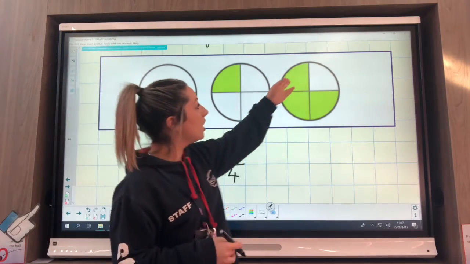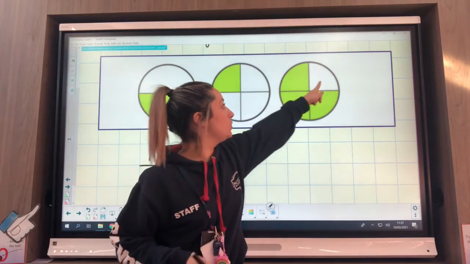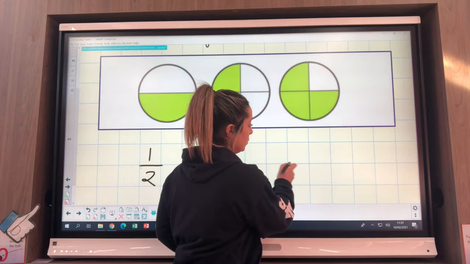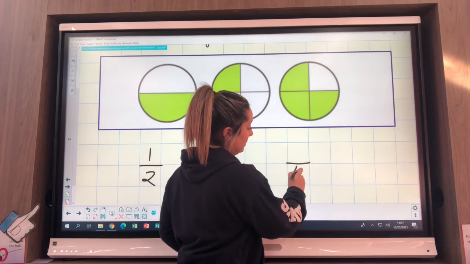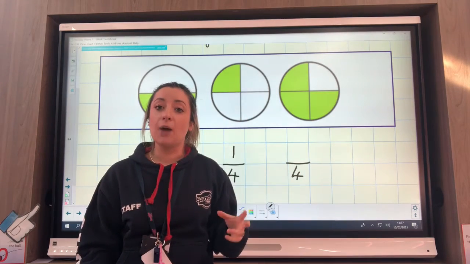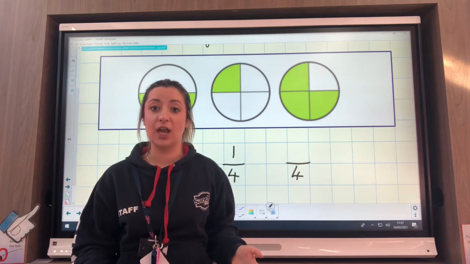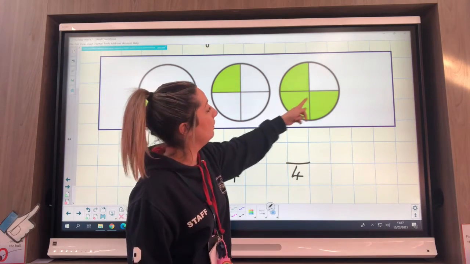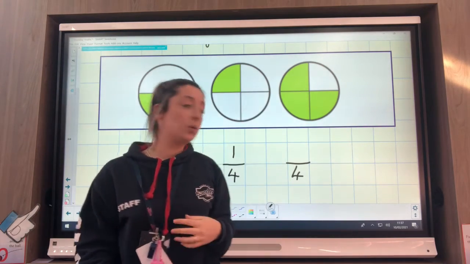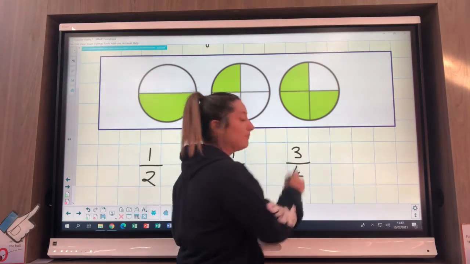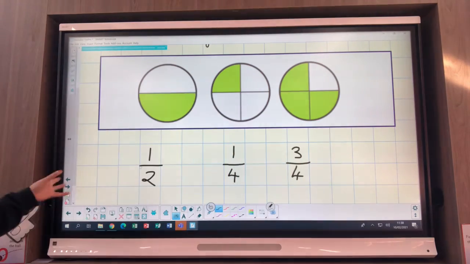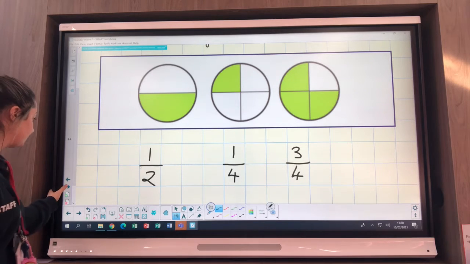So how many parts have I got? 1, 2, 3, 4. So 4 is my denominator. My numerator at the top is how many of those parts are shaded. 1, 2, 3. So 3/4 is for my final representation. Well done if you got these at home and you completed my challenge.